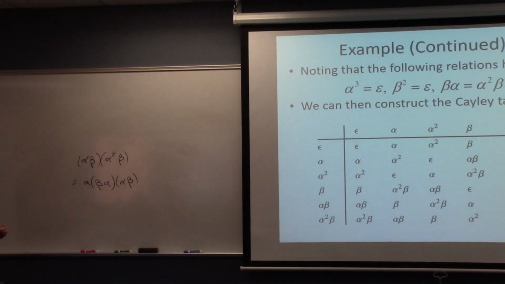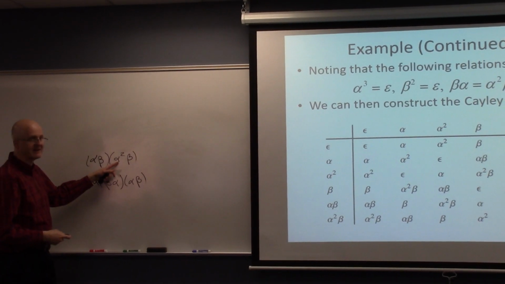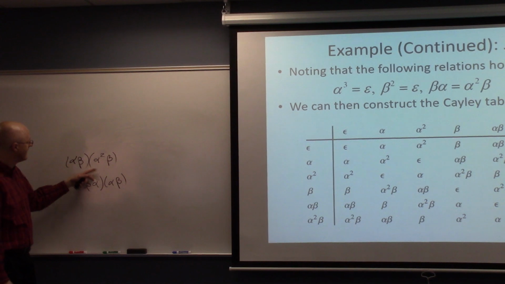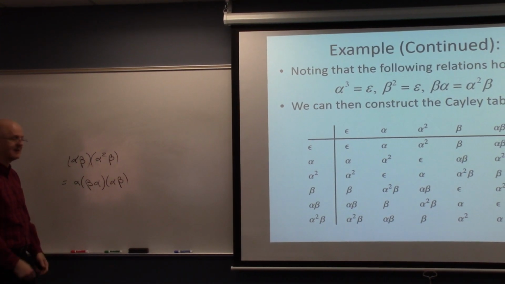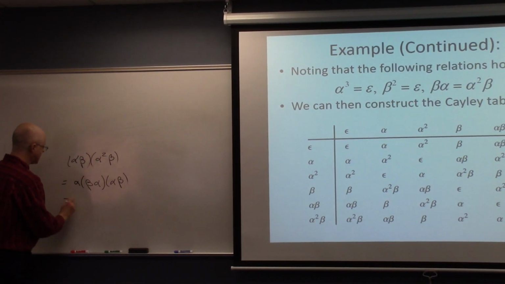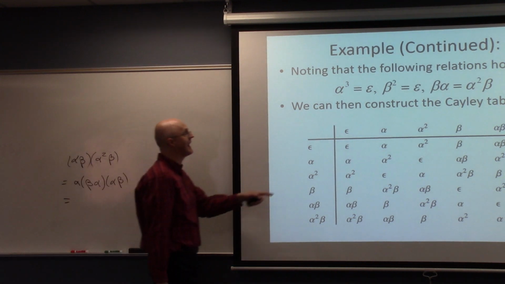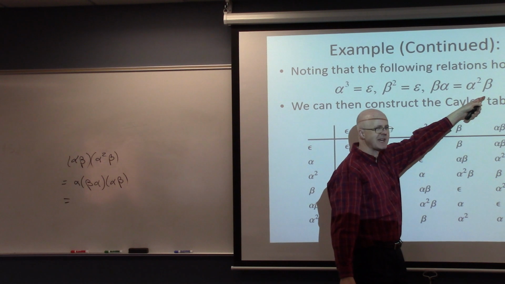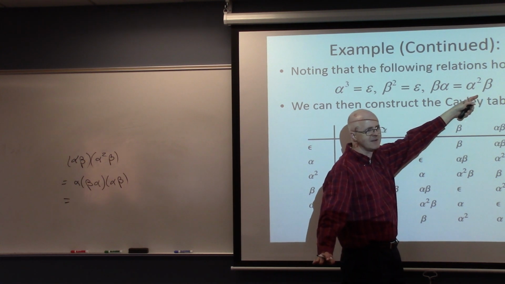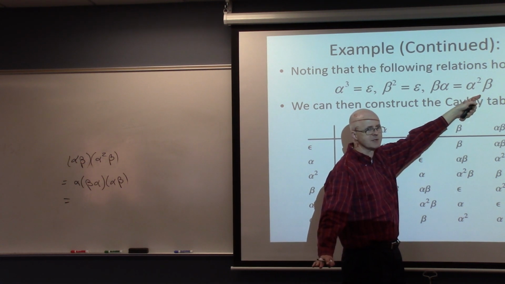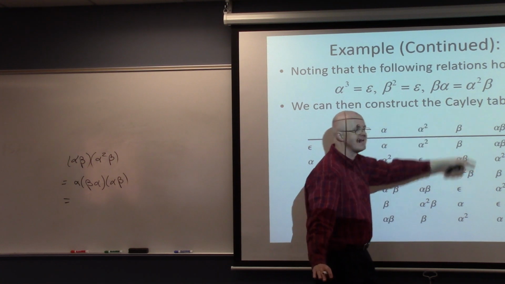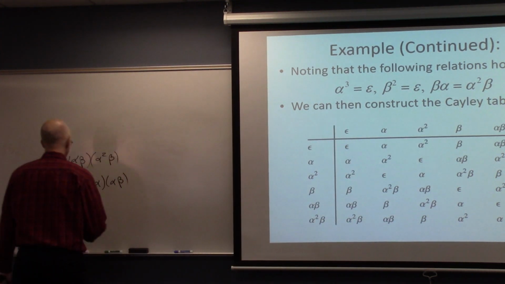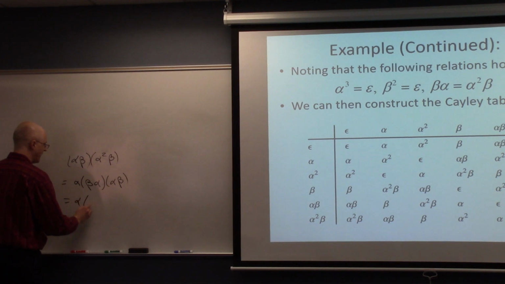Just breaking alpha squared into alpha composed with alpha and rearranging parentheses. The benefit of doing that is I can use the fact that beta times alpha, beta composed with alpha, is alpha squared beta, which I guess I never verified yet, by the way. I haven't verified that. We're just trusting you there. I can replace beta alpha with alpha squared beta.